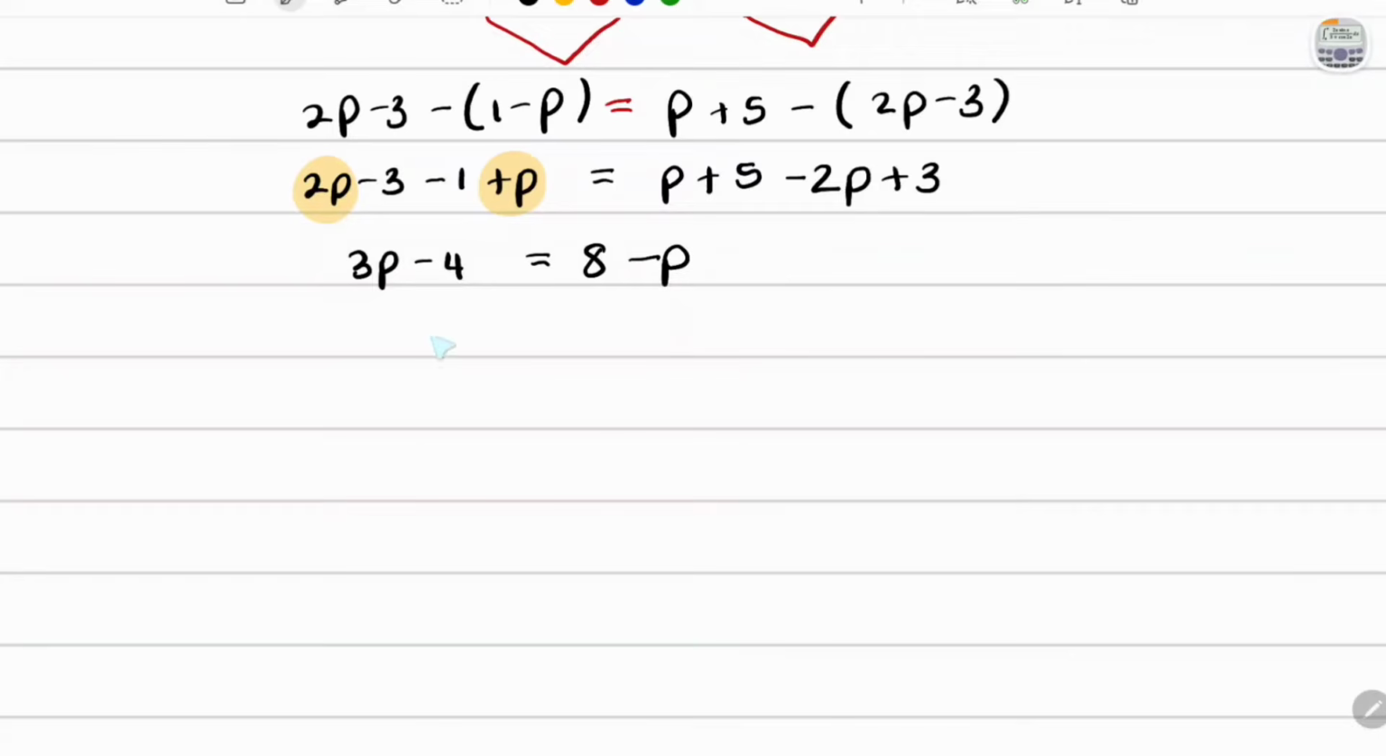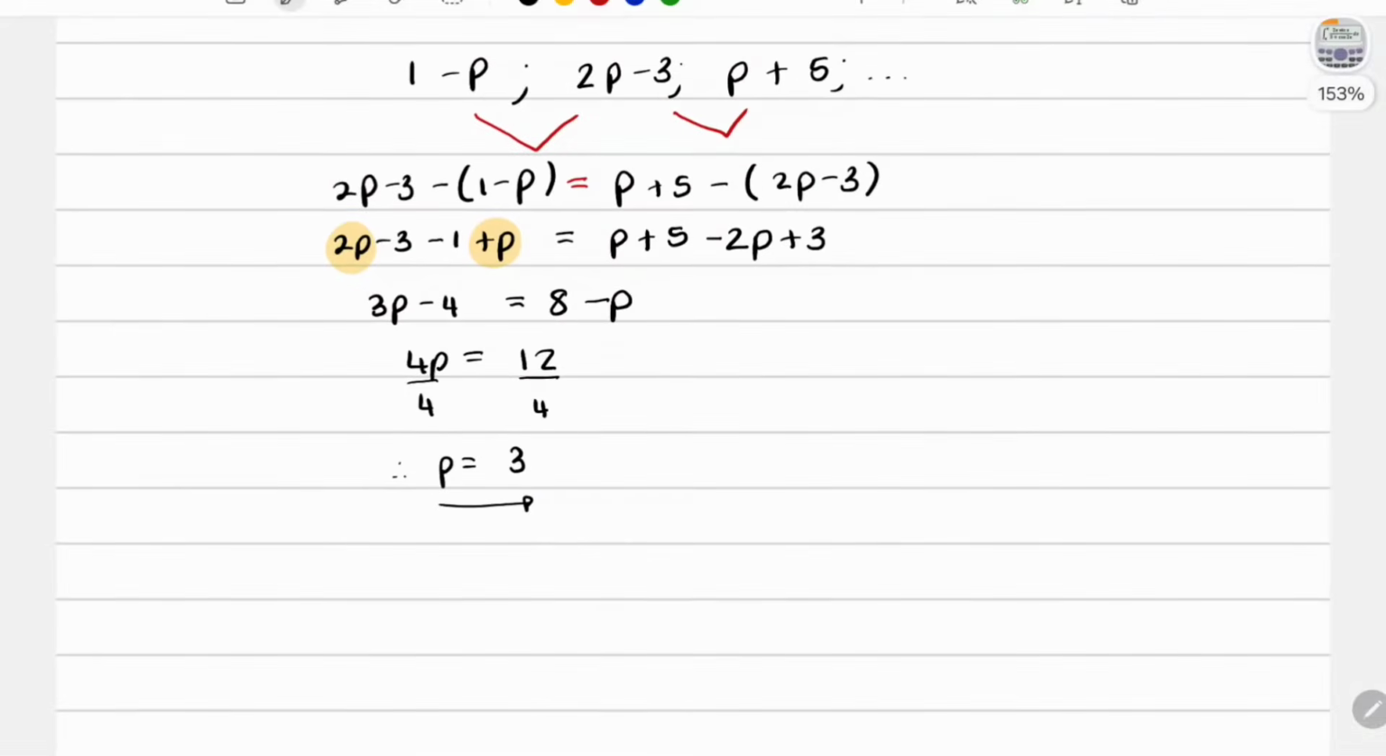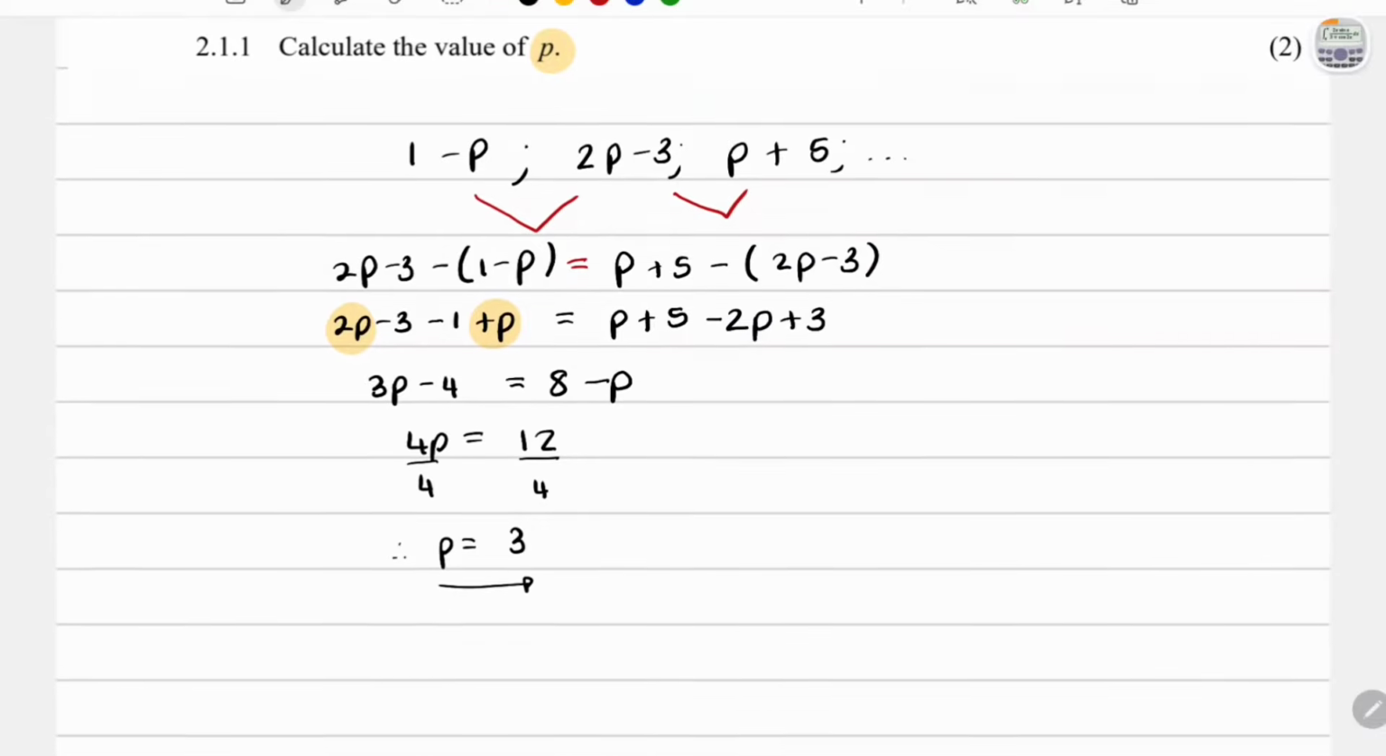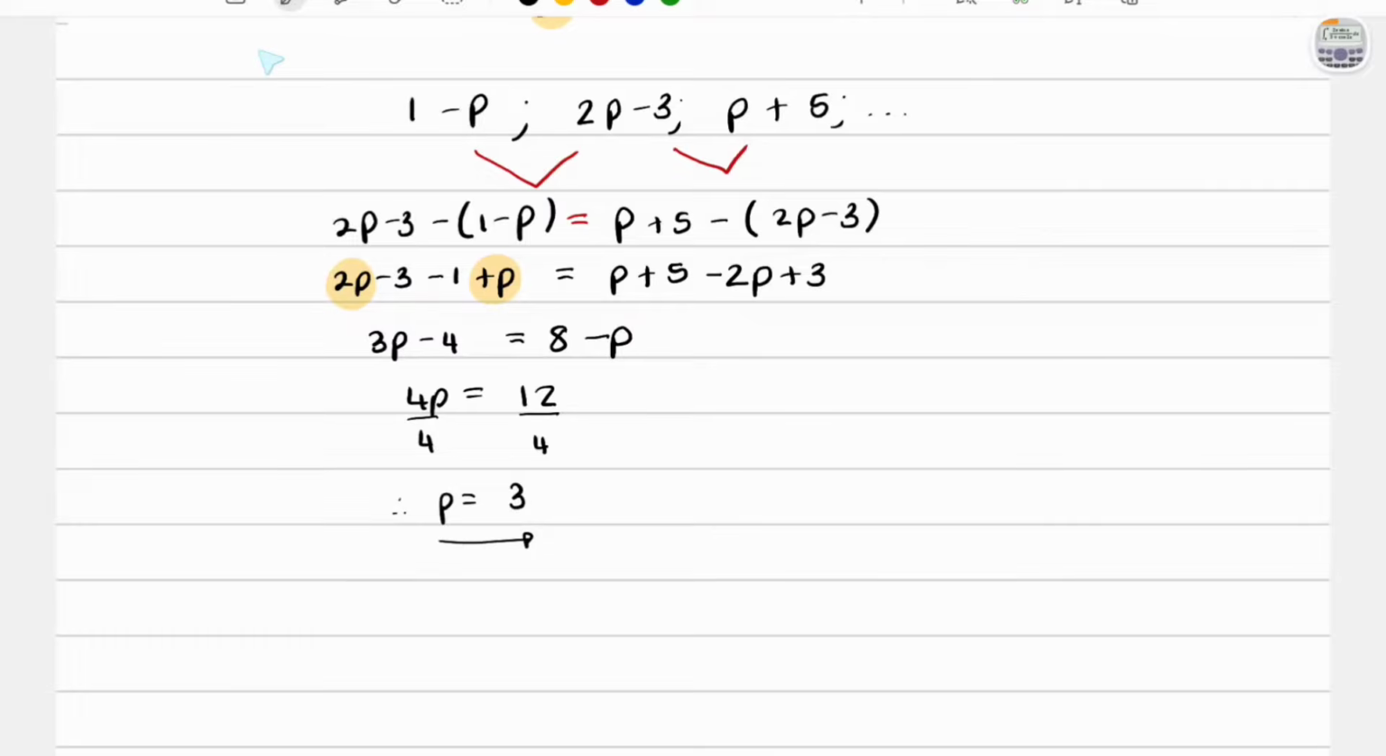Now we can take the p's over. So that is 3p, and this comes over and becomes a positive p. 3p plus p gives you 4p. So we have 4p is equal to, we still have the 8 here, and if the negative 4 comes over and becomes a positive 4, 8 plus 4 is 12. And then we can divide both sides by the 4 to solve for p. So therefore, p is finally equal to 3. And there we go, that is the solution for the first question. And we move on to the next question.